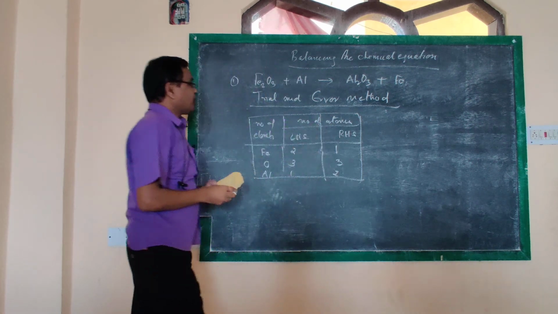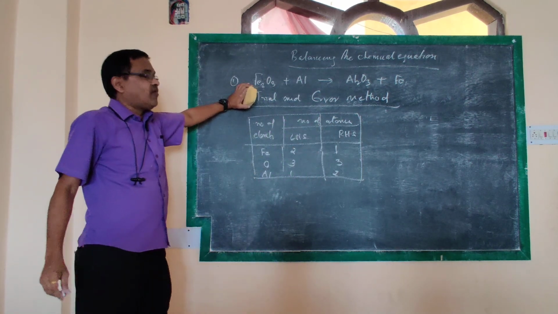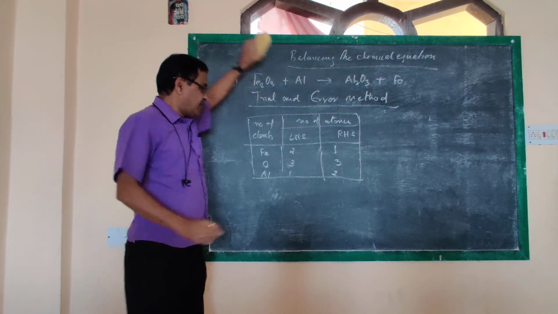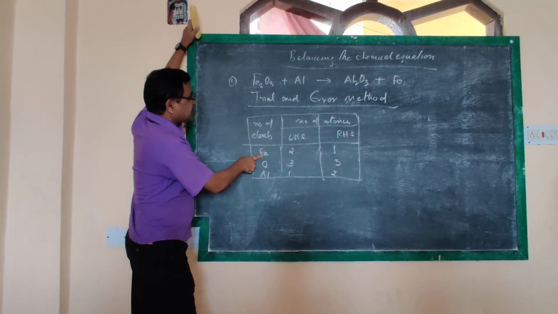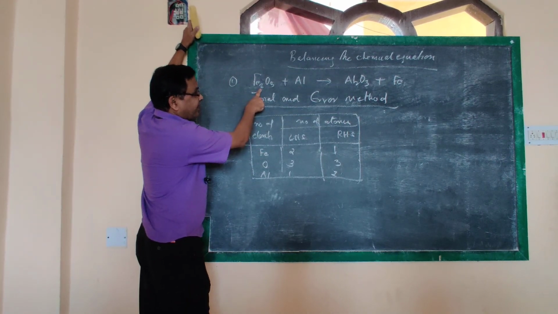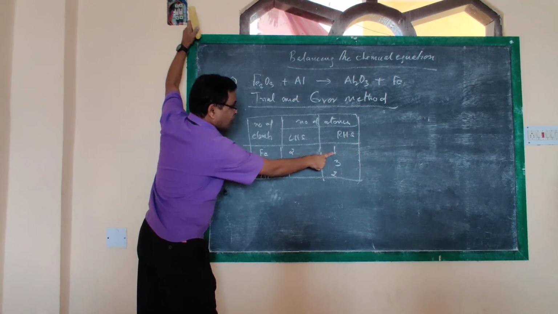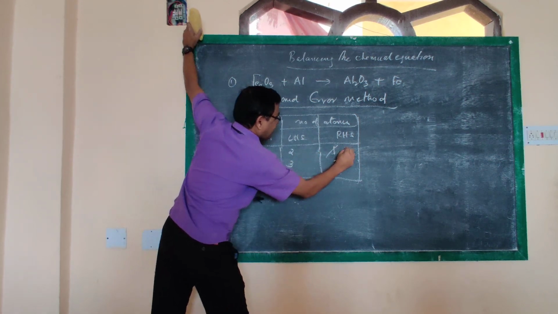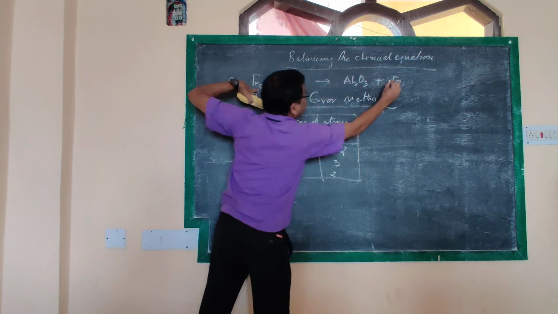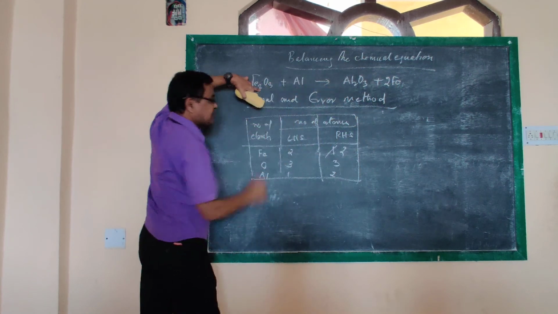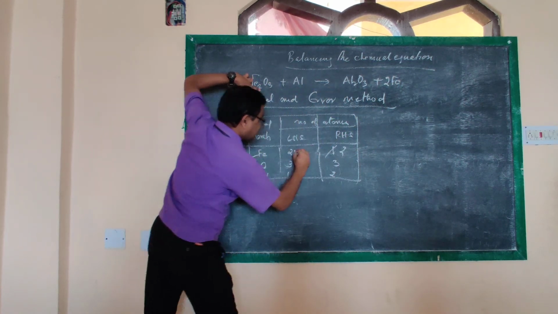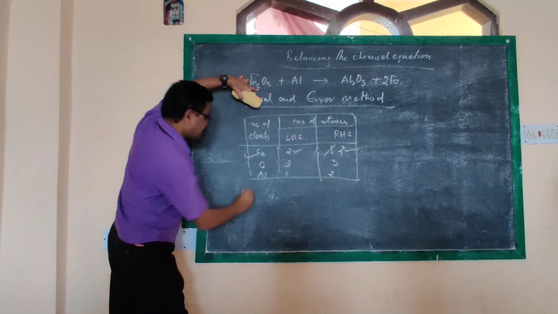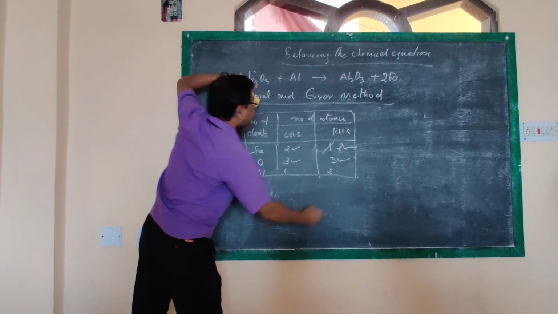So what we are going to do, we have to balance this equation with the help of a trial and error method. That means ferrous we have 2, so we will make here 2. Cut this one and make it 2 here. So Fe2 means 2, if we add here, ferrous is balanced, 2 with 2. Oxygen 3, already it is balanced, 3 and 3.